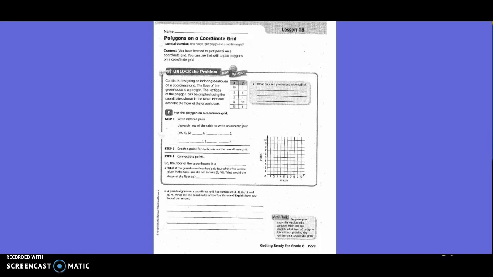So they give you a table. What would that represent on the grid? The X and Y, what are those called? Axes, but when you're given a pair, they're called what? Coordinates, right? Okay, so they would be the X and Y coordinates of a point.